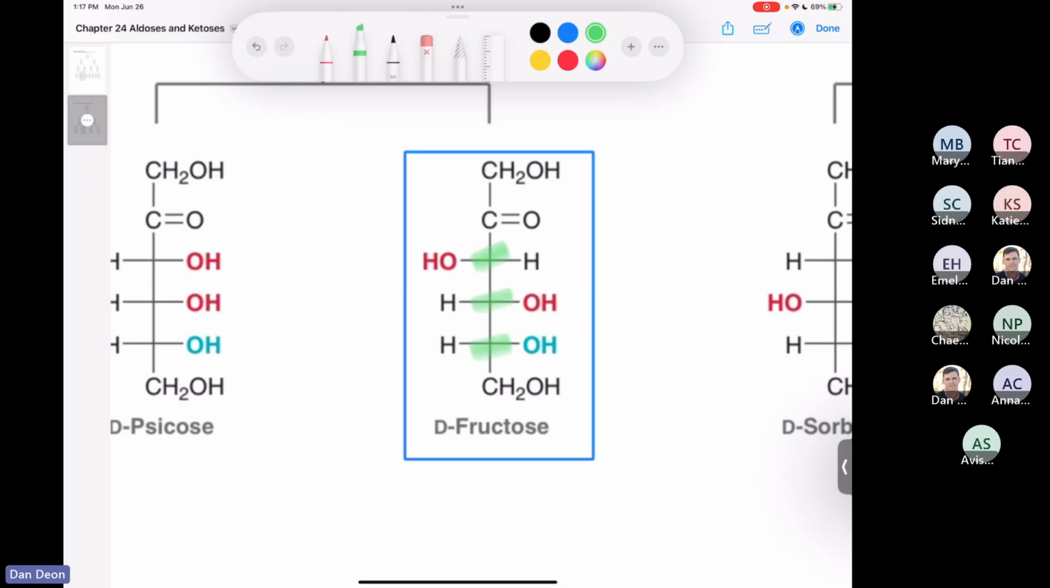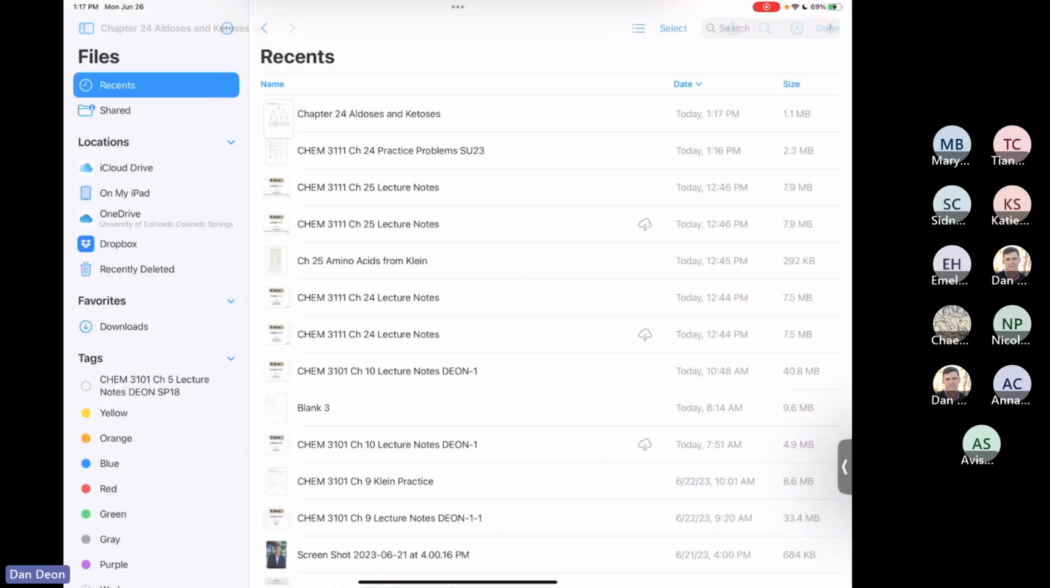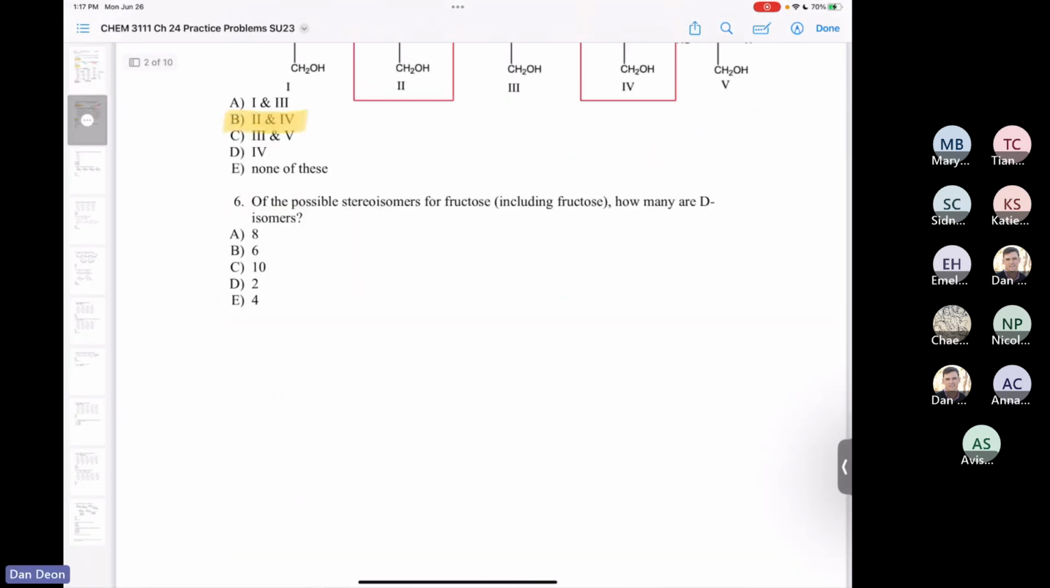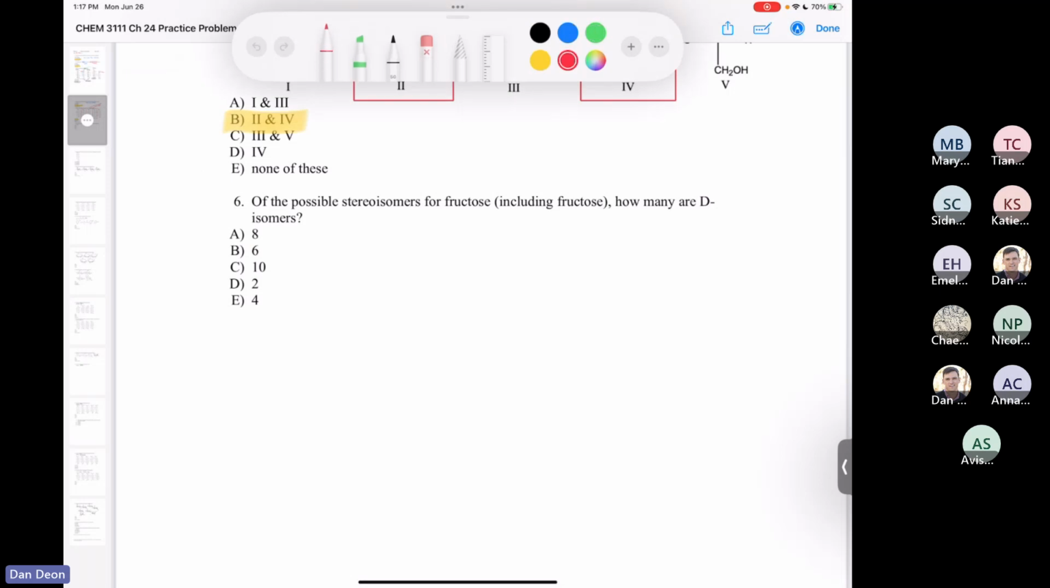So now that we know we have 3 chiral centers, we can go back and solve the problem. So let me go over here, back to the question at hand. All right, so if we go back to that problem, we know that fructose has 3 stereocenters. And so the total possible number of stereoisomers that you can have is 2 to the power of n, where n is equal to the number of stereocenters. Right? So then if we take 2 to the power of 3, that gives us 8.